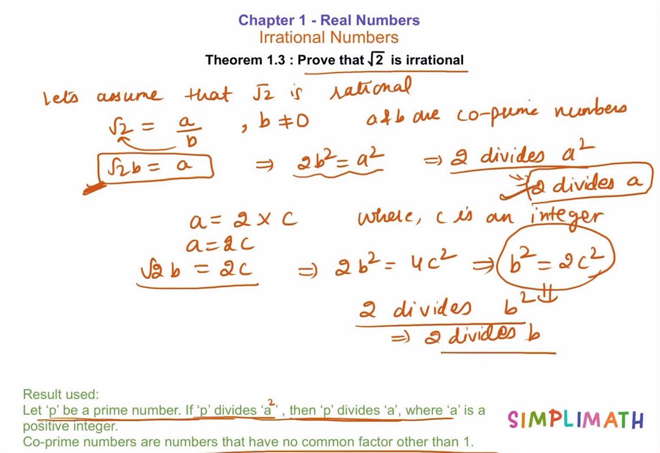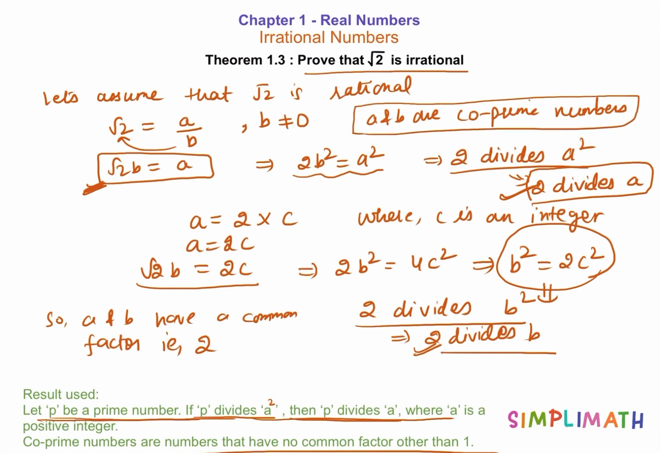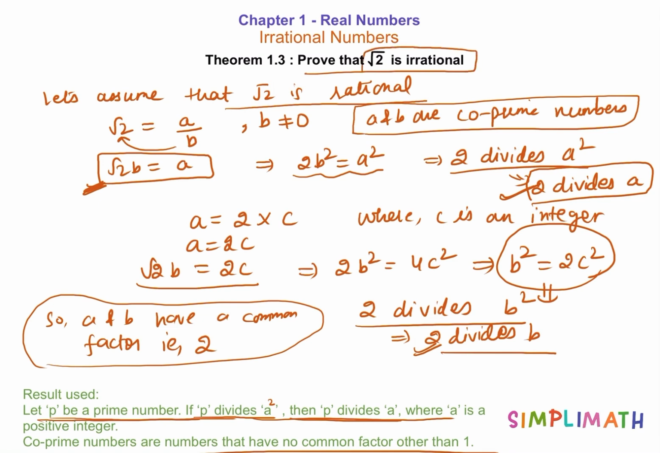Now 2 divides a and 2 divides b. So a and b have a common factor, which is 2, but we had already assumed that a and b are co-prime numbers. That means they have no other common factor other than 1, but here we have shown that it has a common factor 2. So both the statements contradict each other, and hence we can say that our initial assumption that root 2 is rational is wrong, and hence the final result is that root 2 is irrational.